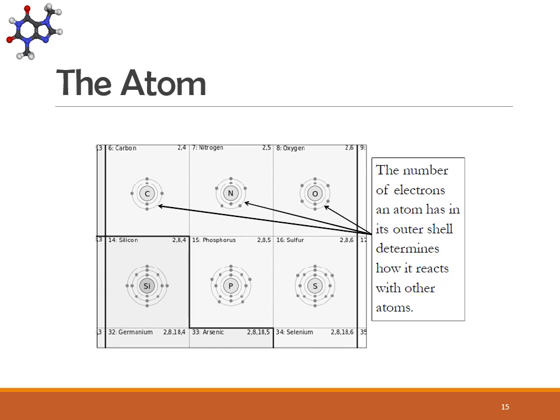Electrons play a very important role in how an atom reacts with other atoms. Specifically, the number of electrons in its outermost orbital or shell determines how and to what extent it can react with another atom. We will discuss valence shell electrons in the next module.